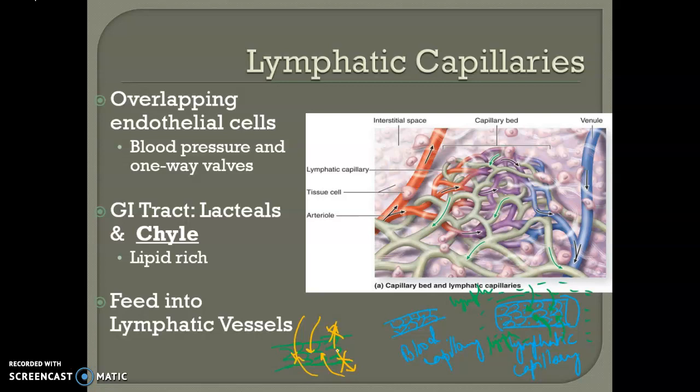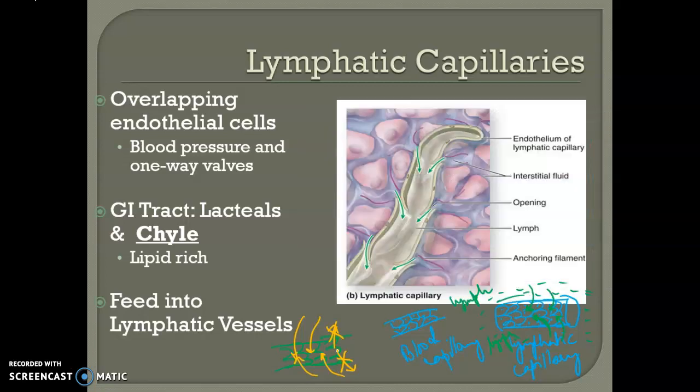Now there are specialized lymphatic capillaries associated with the GI tract. We did look at that a little in our last slide. Those specialized lymphatic capillaries of the GI tract are called lacteals, and they transport lipid-rich fluid called chyle. Chyle is the name of the lipid-rich fluid that is transported via lacteals into the larger lymphatic vessels.